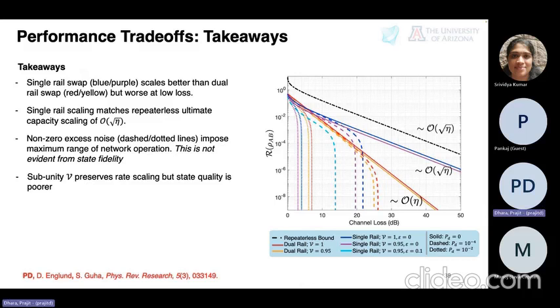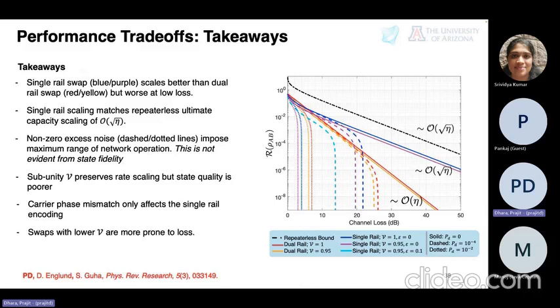Your subunity visibility will also influence the best state quality that you can generate, and any carrier phase mismatch only affects your single rail protocols, shown by this lone blue line over here, and not your dual rail protocol. And any additional hit to visibility of your swap makes your system more prone to loss.